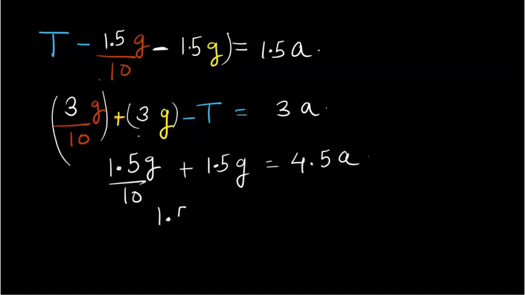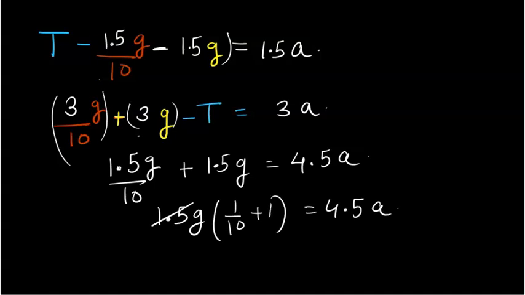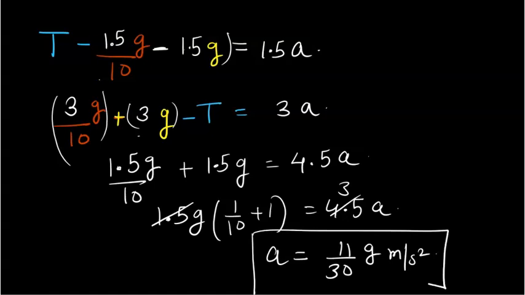So 1.5, and g I can take common, so I get 1 by 10 plus 1, and this is 4.5a. Now 1.5 into 3 is 4.5. So here what we finally will get is a is equal to 11 by 10 g with the 3 in the denominator. So this is 30. So 11 by 30 g meter per second square. So this is the acceleration.